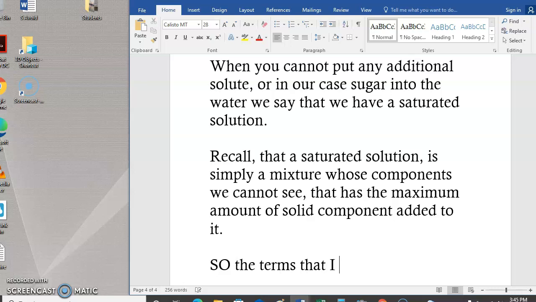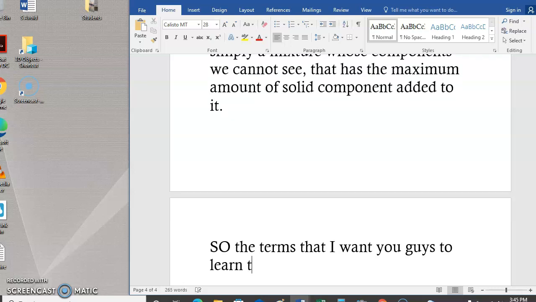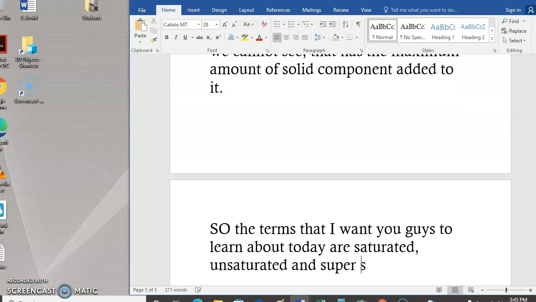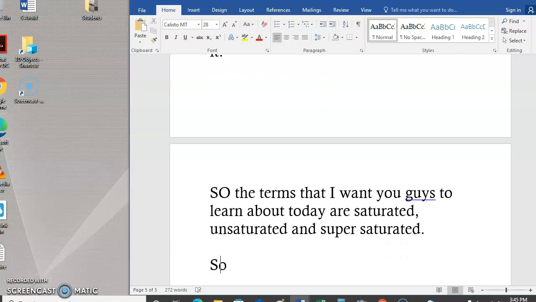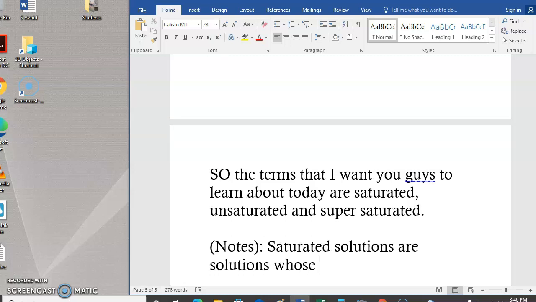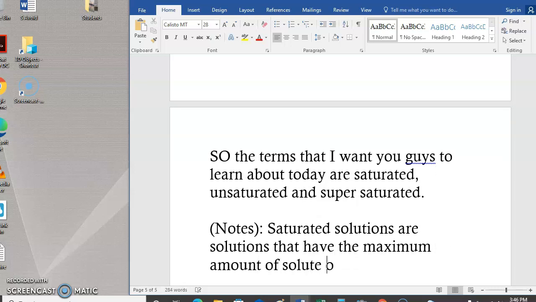So, the terms that I want you guys to learn about today are saturated, unsaturated, and supersaturated. Saturated notes. Now, you guys will need to take some notes today, so take out your notebook, pause the video if you have to, and write down that saturated solutions are solutions that have the maximum amount of solute or solid mixed in with it.